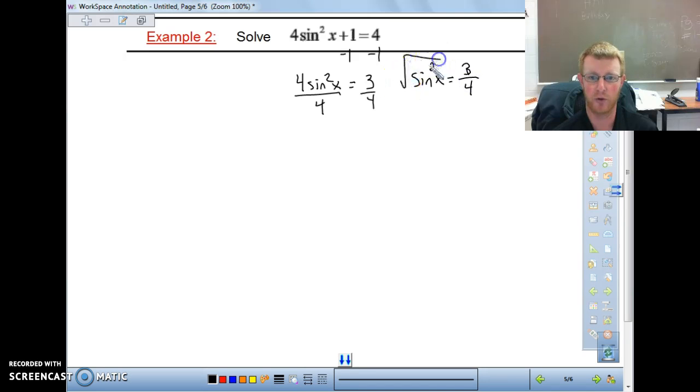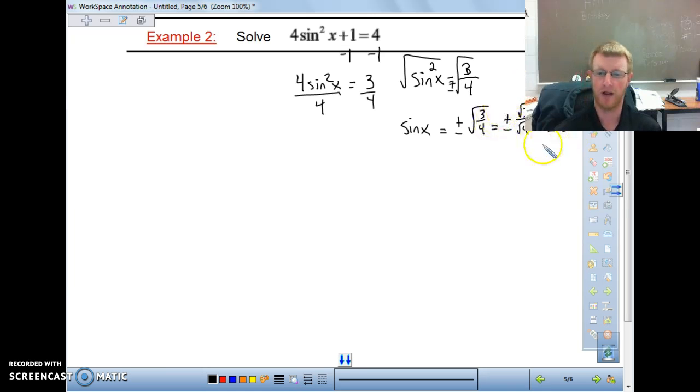Take the square root of both sides. Remember, when we take the square root of both sides, we need to do plus or minus. So we have sine of x equals plus or minus the square root of 3 over 4. We need to simplify this: plus or minus the square root of 3 over the square root of 4, so plus or minus the square root of 3 over 2. So now we're dealing with a sine function that is positive or negative.